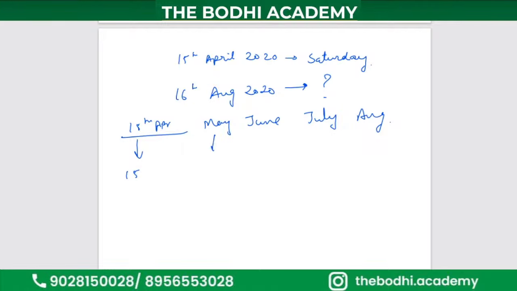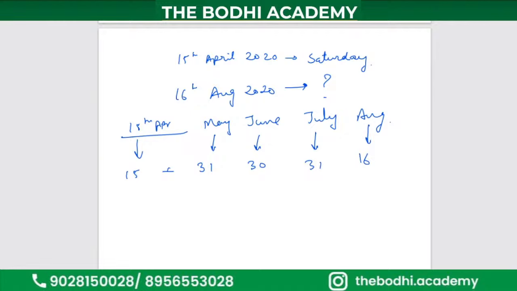In May, how many days do we have? 31. In June, we have 30. In July, we have 31. In August, we have 31 days. But do we need to take all the 31 days into consideration? No. We need to take only what is asked in the question. That is, we need to find till 16. From 1st till 16, that is the only thing which we will count. Now, 16 days.